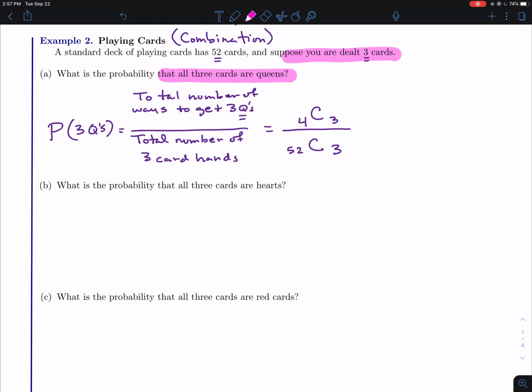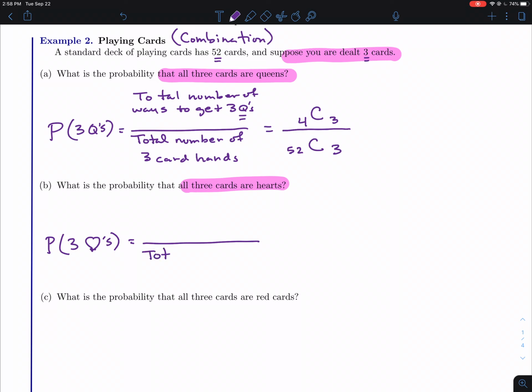So what's the probability that all 3 cards are hearts in this case? So again, same start. So probability of 3 hearts. So again, I'm going to start with the bottom because it's not going to change. And that's one of the other cool things if you happen to have a multi-step problem like this one. If you're always drawing 3 cards, like in this case, my bottom number is going to be the same every single time. So that 52C3 is just going to be repeated over and over and over, however many parts I've got to this problem.